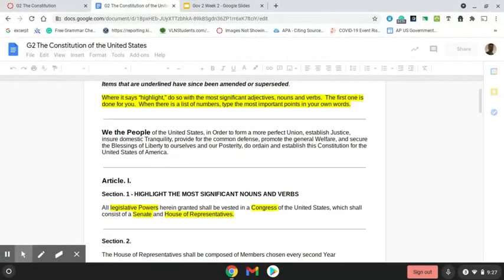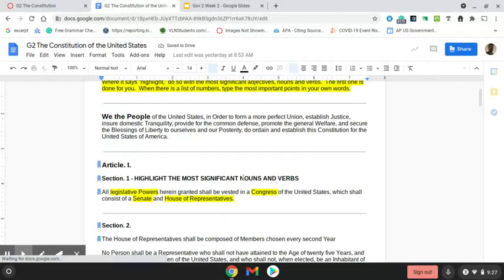For instance, if you look, I already have the first one done, Article 1, Section 1. It says, all legislative powers herein granted shall be vested in a Congress of the United States, which shall consist of a Senate and House of Representatives. So I highlighted the important terms there: legislative powers, Congress, Senate, and House of Representatives.